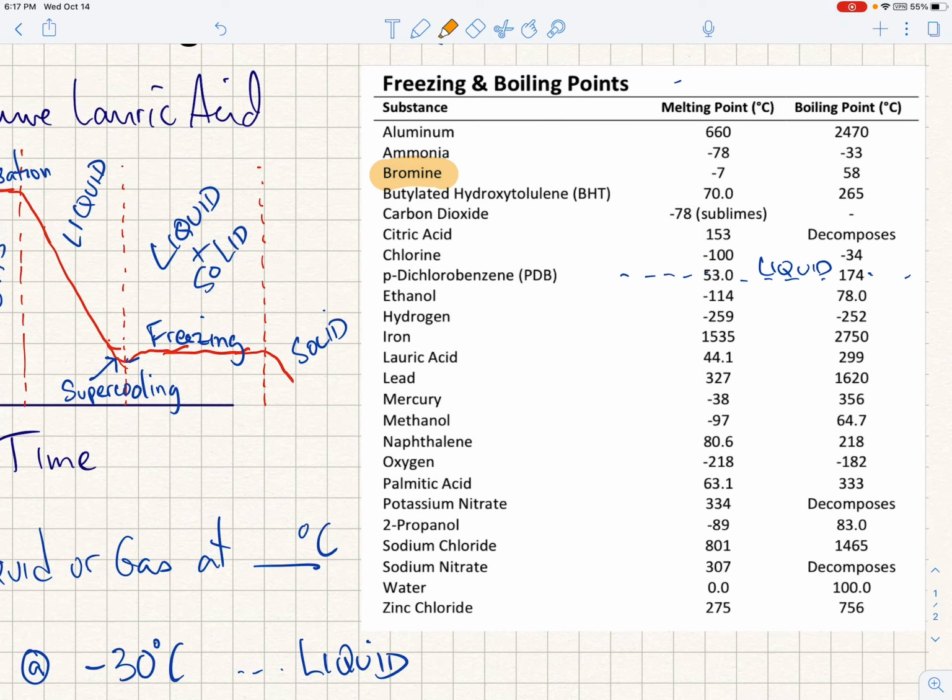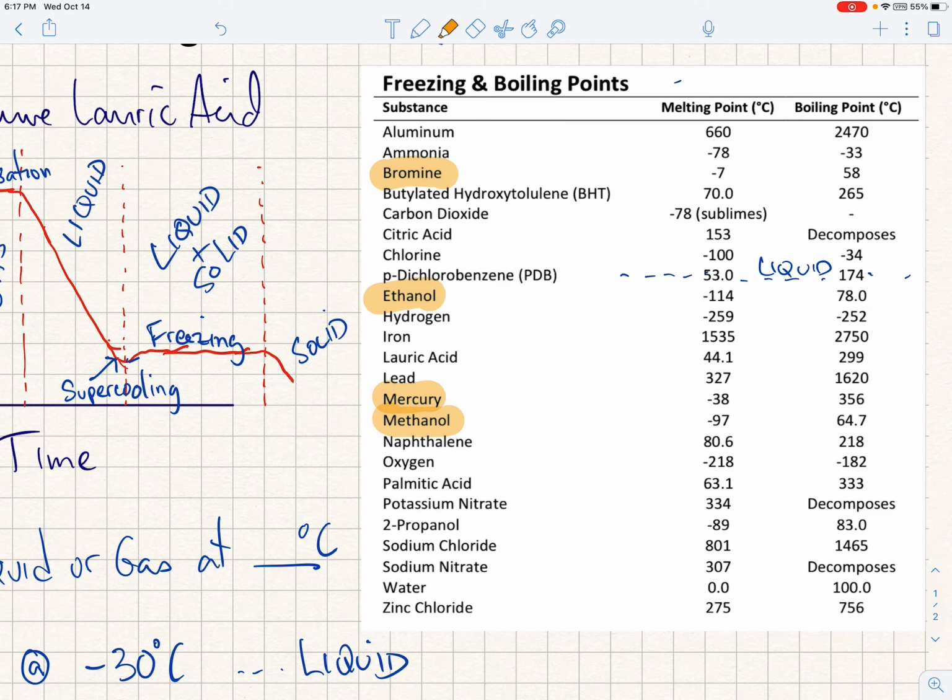Alright, so going down the list, the next thing that would be a liquid at 25 degrees Celsius looks like ethanol, because minus 14 is the melting point and 78 is the boiling point. 25 degrees is in between those, so ethanol is a liquid at 25 degrees. Another one that would be a liquid would be mercury. Mercury melts at minus 38 and boils at 356, so 25 degrees is in between those. Mercury is a liquid at room temperature.